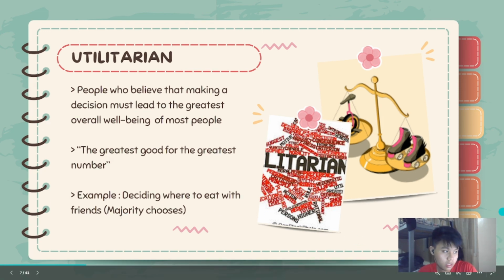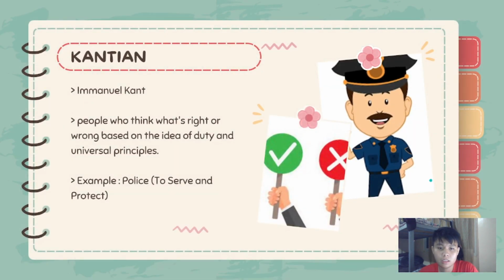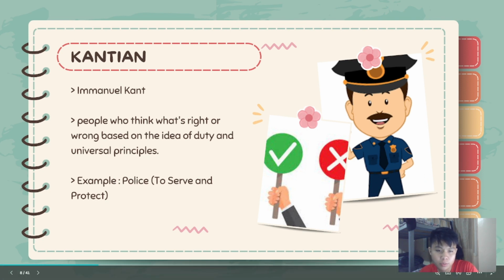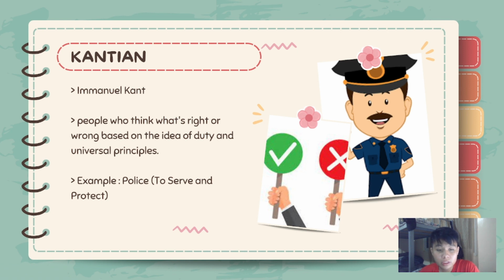The next one is Kantian. This is from the idea of Immanuel Kant. People who think what's right or wrong based on the idea of duty and universal principle. For example, police to serve and protect. If you're a police, tapos nakakita ka ng robbery on the spot, and humingi ng tulong sa'yo yung biktima, syempre, bilang isang police, trabaho mo na protektahan ang biktima sa pagkuha o paghuli ng magnanakaw tapos ibalik ang ninakaw sa biktima.